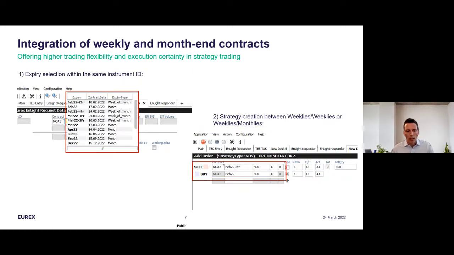So that's the snapshot of our GUI. I will follow with a demonstration afterwards. So basically, after selecting the product, you can select the different expiries, including the weekly expiries, and it will also allow you to build your strategies in between the expiries. I would go shortly into the simulation environment.